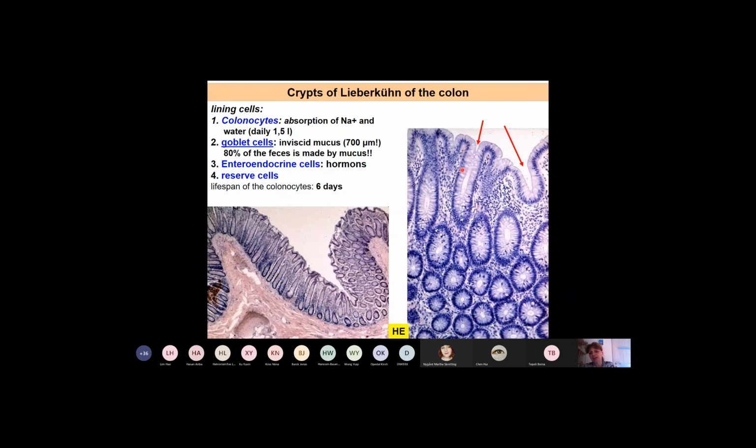The surface epithelial cells can also be called colonocytes in the large intestine. Both cell types can also occur in the glands, and also enteroendocrine and reserve cells, but these two lower ones you do not have to recognize in our slides. It's also very characteristic that in our slides we will see the glands in cross sections mainly. It is caused by the plane of the cut.